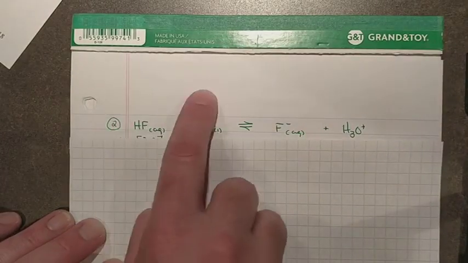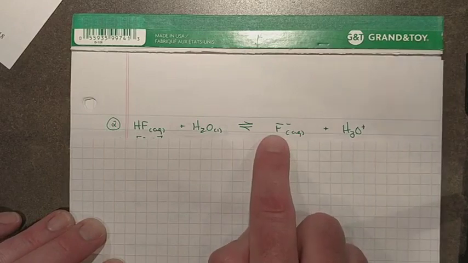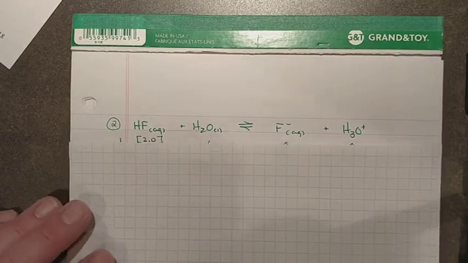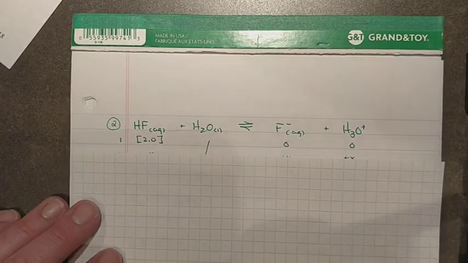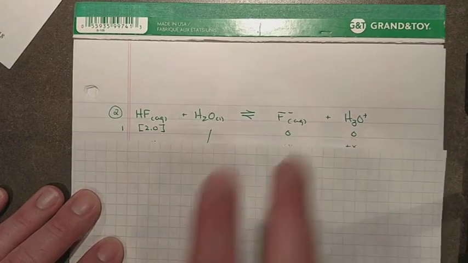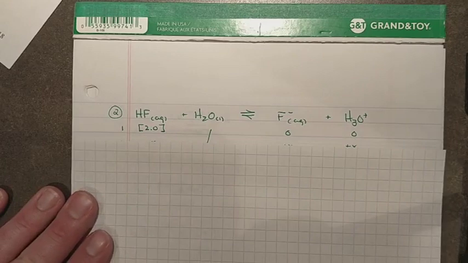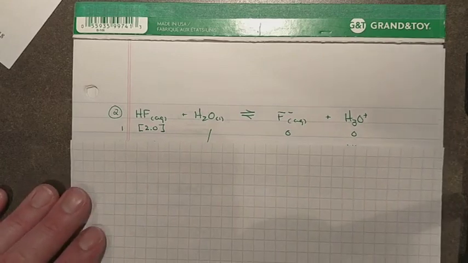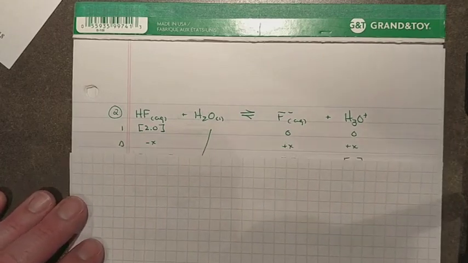And so it would donate its proton to water, creating fluoride ion and hydronium in its wake. We can see the initial concentrations. 2.0 is given to us in the question, starting from 0 for our products, because how do I have these things before I dissolve the acid? I don't really know. We can see the 1-to-1 changes.